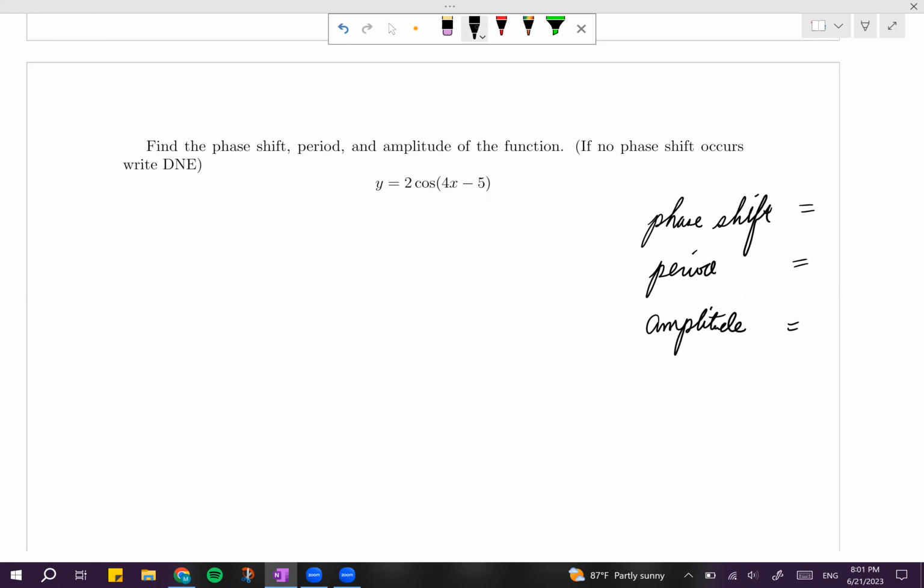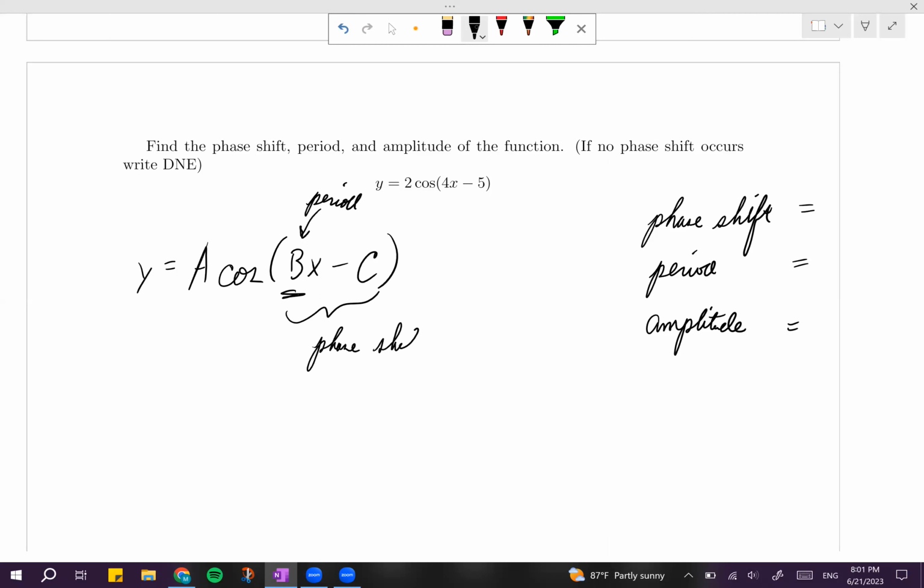All right. So in general, these types of equations are going to be written as A cosine times (Bx minus C). This B deals with my period. This whole expression in here deals with my phase shift. And this A deals with my amplitude. All right.